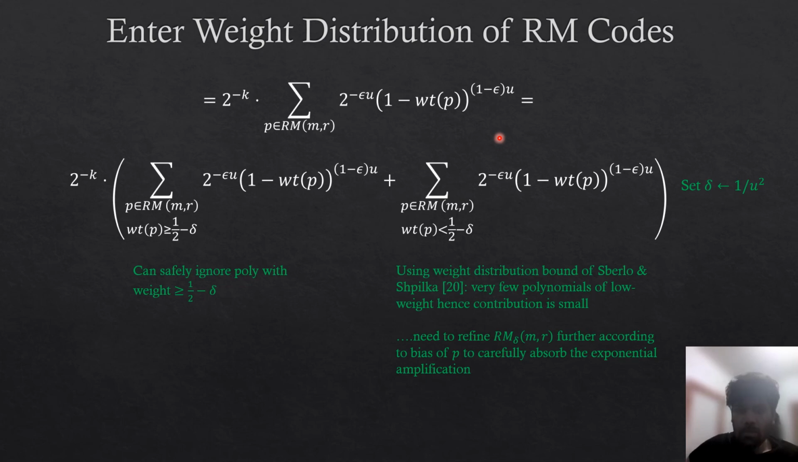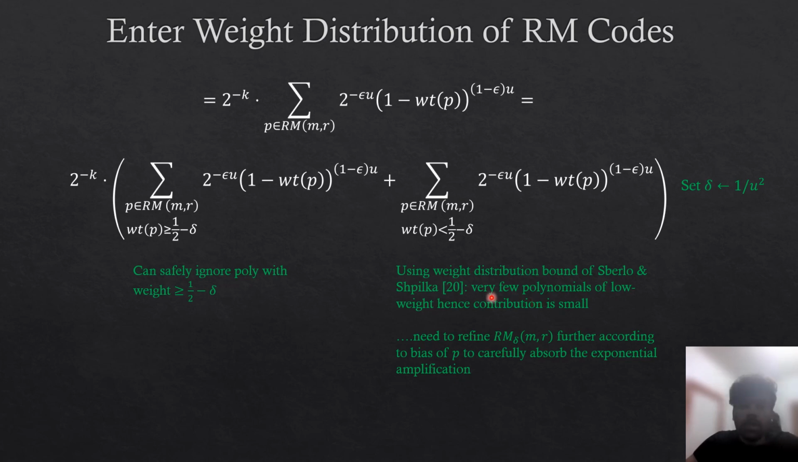What's challenging is to bound the other term, because here the contribution from this (1 minus weight p) to the (1 minus epsilon) u factor starts to matter, and we have to rely on the fact that there are not too many low weight polynomials in the Reed-Muller family. So it's a weight distribution bound which we need, and we use an off-the-shelf bound from the work of Sberlo and Shpilka. That is used to say that although the contribution from such a polynomial is significant, the number of such polynomials is pretty small.